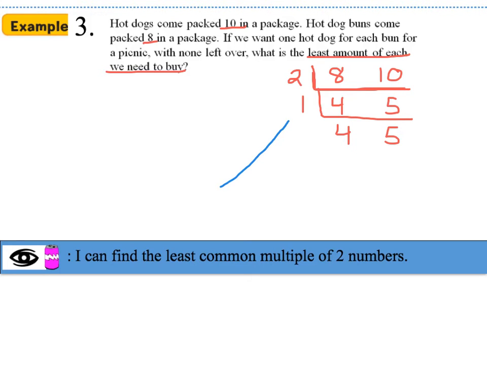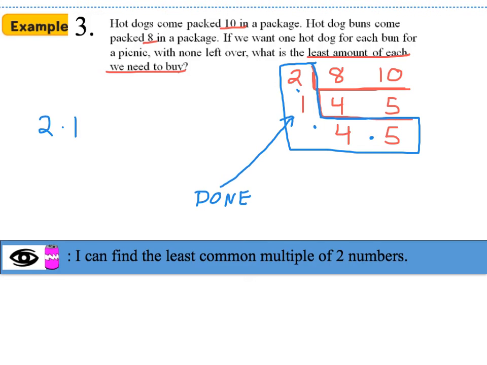Notice we've hit a stopping point because we have a 1 on the left-hand side of our ladder. So I can say I'm done with the ladder portion. But I want to figure out the LCM, or the least common multiple. So let's go ahead and draw an L around all of the numbers on the outside of the ladder, and let's multiply them together. So let's take 2 times 1 times 4 times 5, and let's multiply those. 2 times 1 is 2, 4 times 5 is 20, and let's multiply those 2 together, and we get 40.